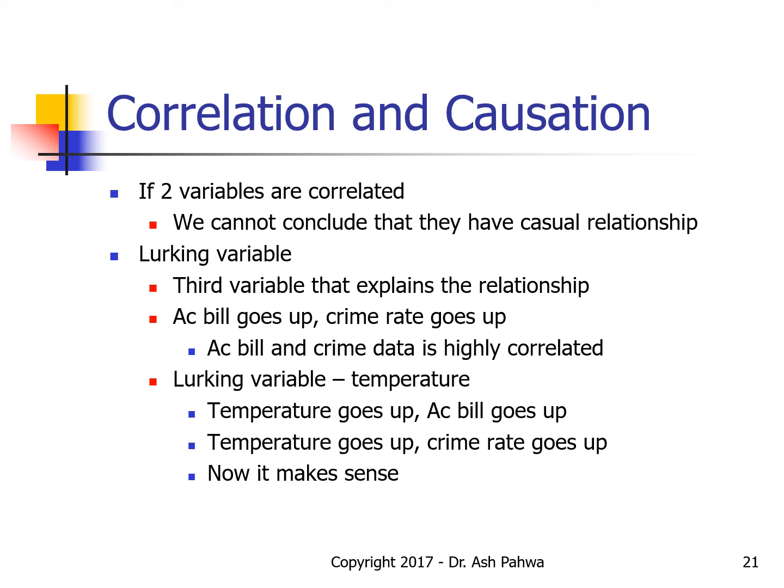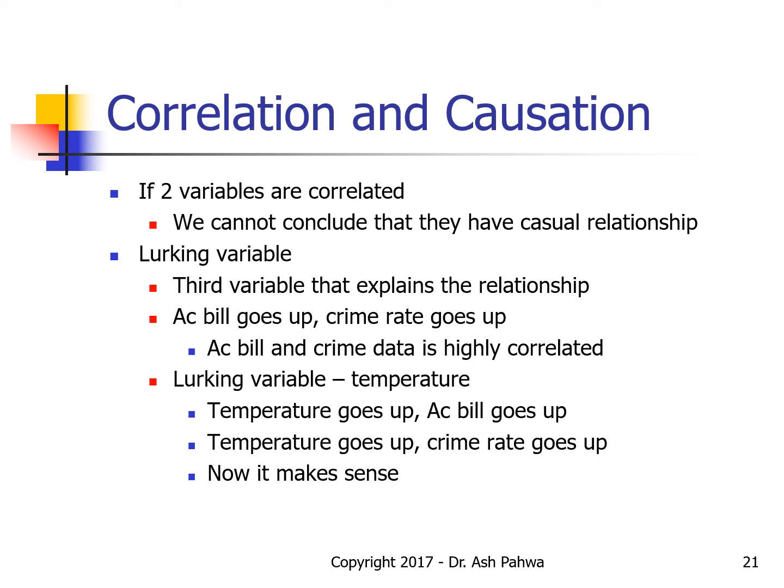So in these kinds of cases, usually we have one variable as the lurking variable. So let us take a very specific example. Suppose we take the crime data, you will notice that the air conditioning bill goes up as the crime rate goes up. It means that if more people are using air conditioning, they are consuming more electricity. The crime rate is going up.